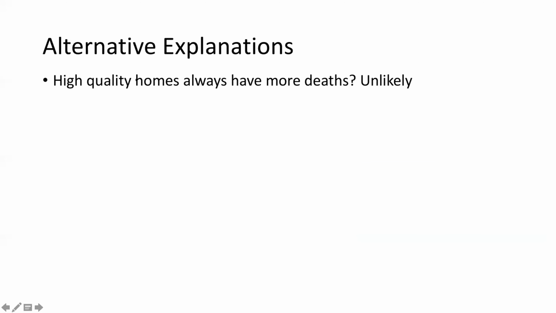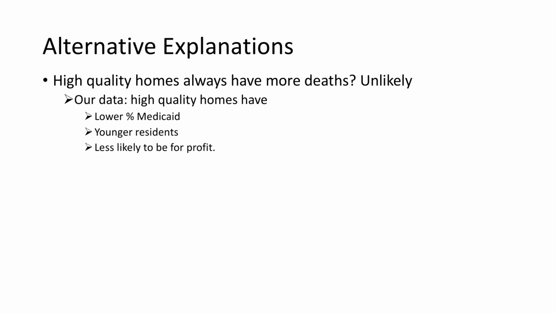Okay, so real quickly, maybe some of these have come up in the chat. I can't see the chat. Some alternative explanations that you might think about. You might think maybe high quality homes always have more deaths. This seems pretty unlikely. We haven't been able to get death data from previous years.